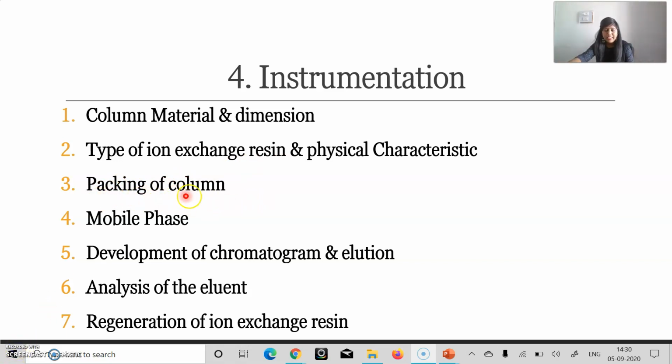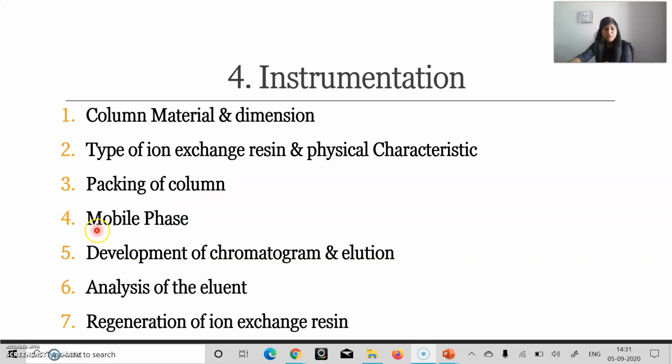In the third point, packing of the column, the wet packing method is utilized, where the resin is mixed properly in the mobile phase and packed uniformly in the column. The sample which has to be analyzed has to be mixed with the mobile phase properly, and at once only it has to be introduced in the column for the separation.